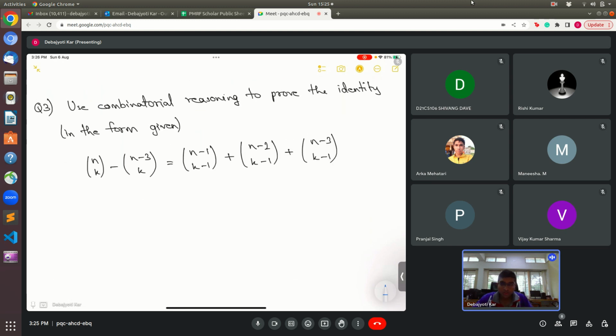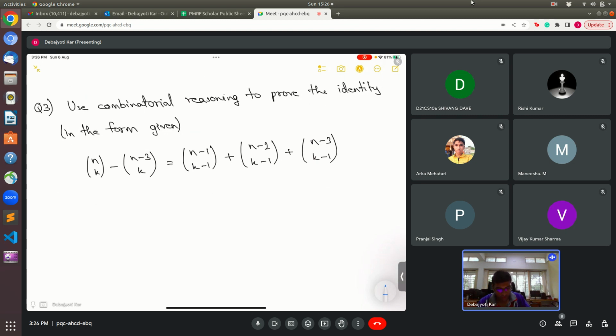Okay, so this question says that you have to prove this identity, but without using any math. You have to use combinatorial reasoning to prove this identity, which means whenever you are asked to prove something combinatorially, you have to count something in two different ways, and then those two values must be equal. So you have to come up with some setup which involves counting, and you need to count it in two different ways, and hence those values must be equal.